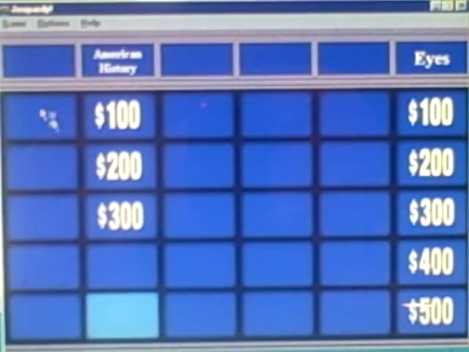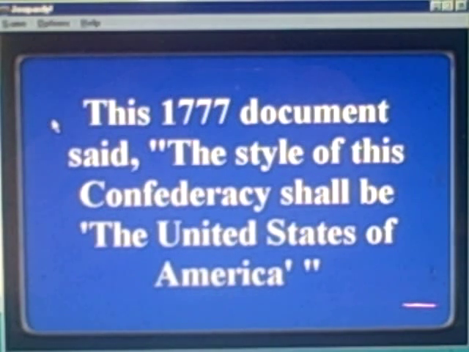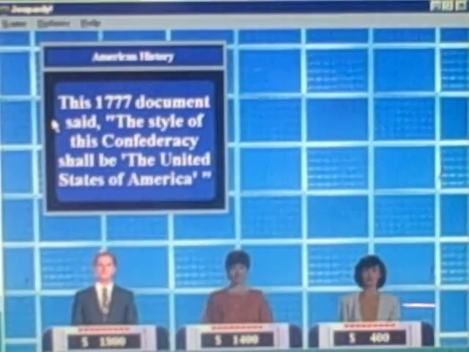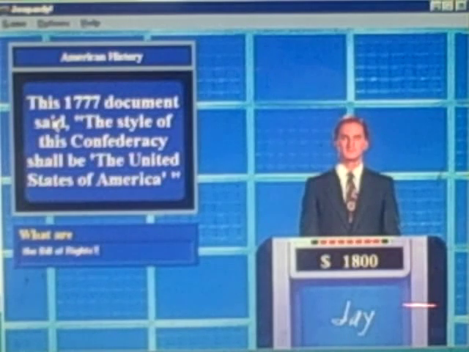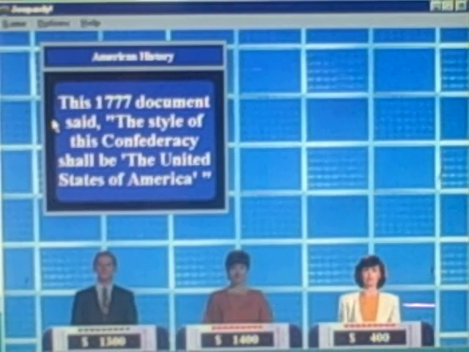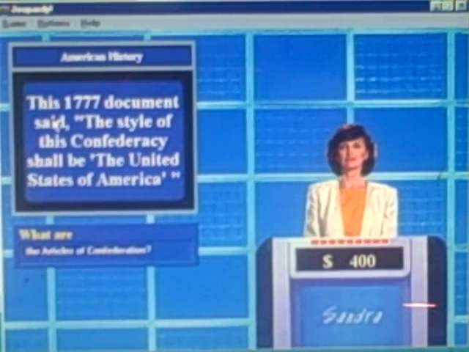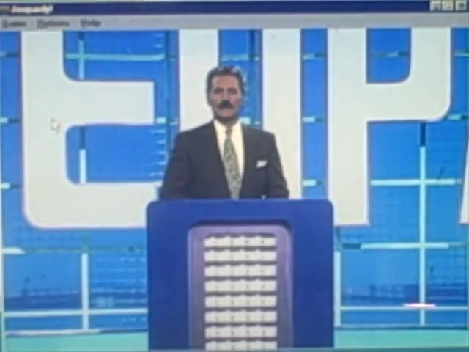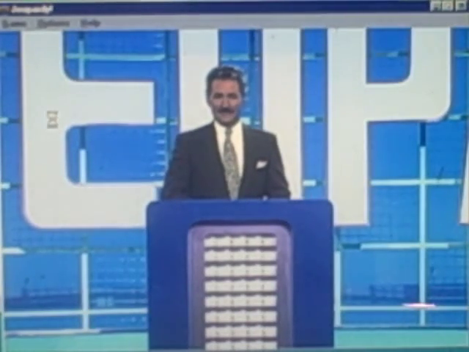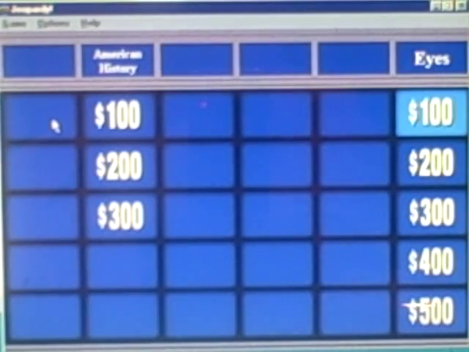Contestant number 2. American History 500. This 1777 document said, "The style of this confederacy shall be the United States of America." Contestant number 1. What is the Constitution? No, what are the Bill of Rights? I'm sorry. No. That's wrong. Oh, wait. I know it now. Contestant number 3. The Articles of Confederation, yeah. She got it. You are correct. Contestant number 3. Eyes for 100.